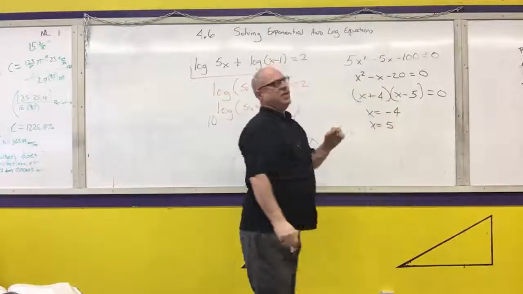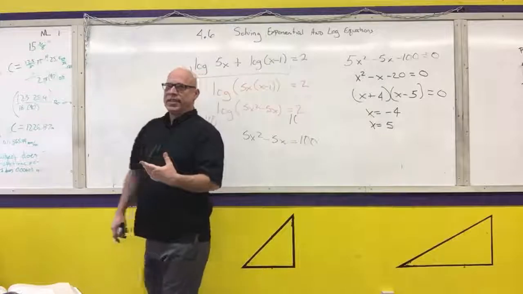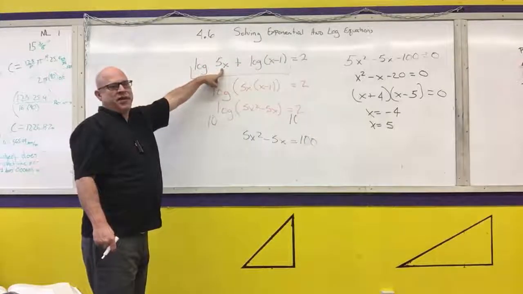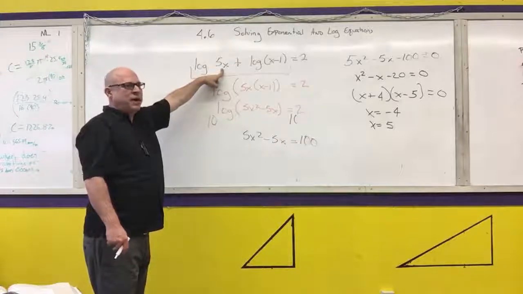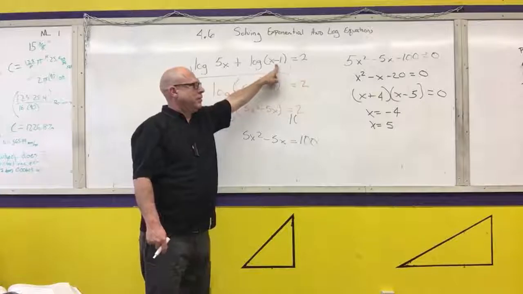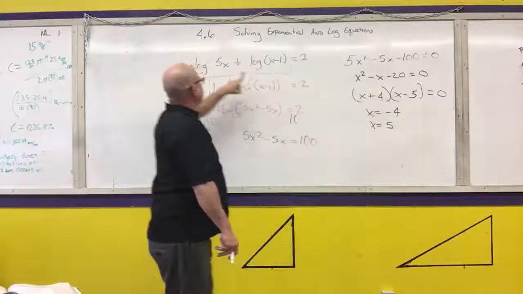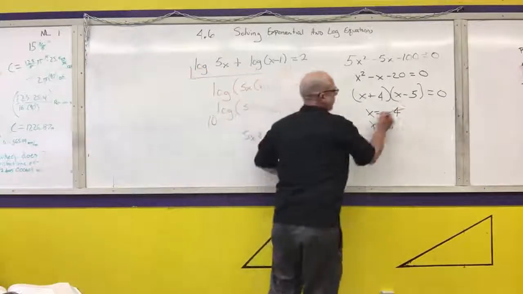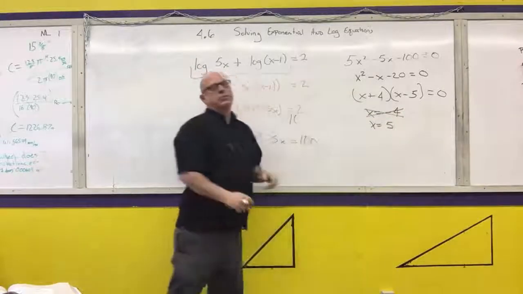What I need to do now is to see if I have to throw any of these out. Let's put the 5 in up here. Can I take a logarithm of 25? Is 25 positive? Okay. Is 4 positive? Okay, and then put the -4 in. Can I take the logarithm of -20? No. So you would cross off that solution.